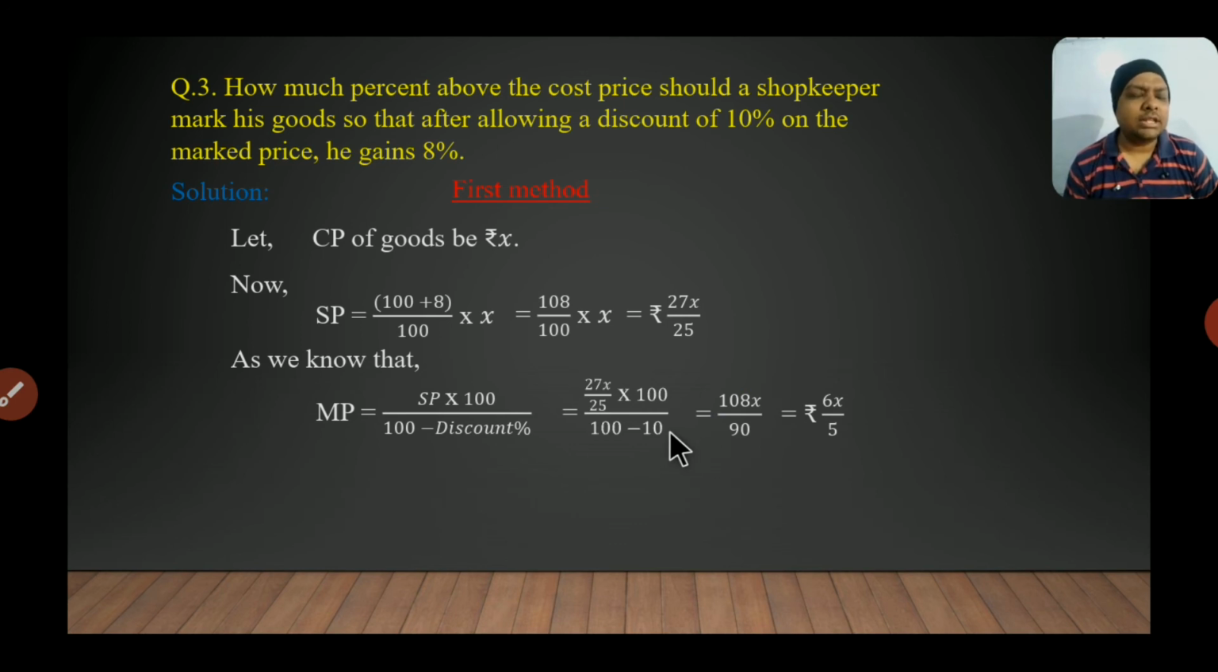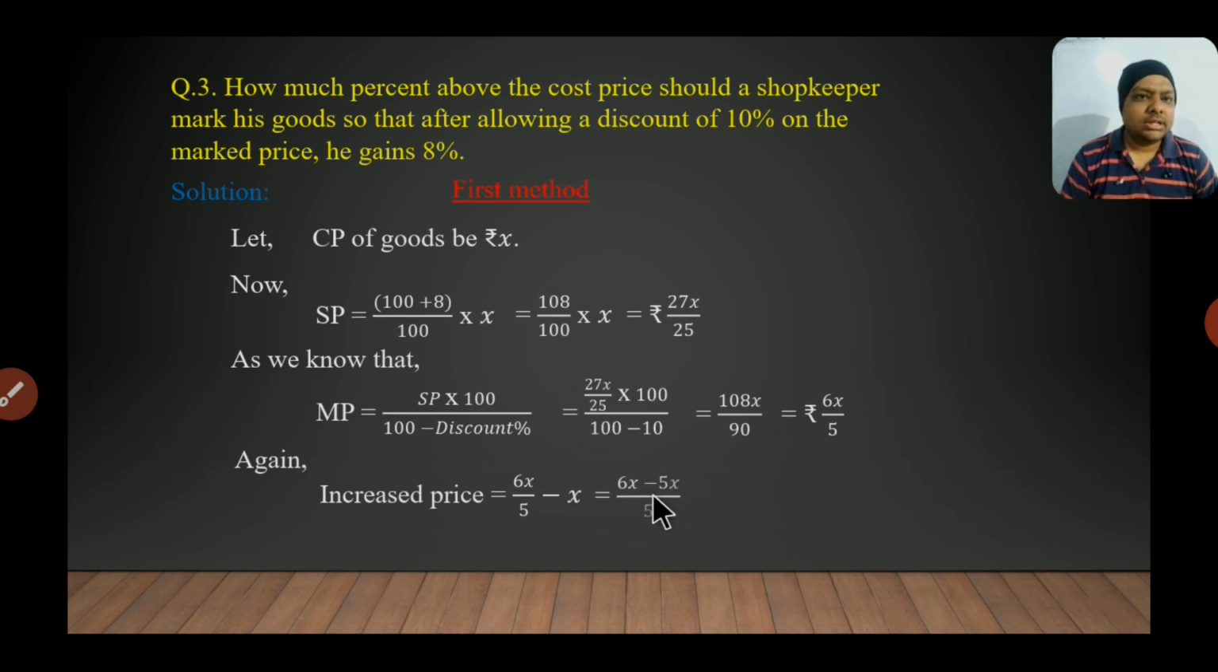So if we subtract, because here we have to find the percentage above the cost price, the comparison between cost price and mark price. So we will find the increase between CP and MP. So we can say that increase in price equals 6x by 5 is the MP and CP is x. So it will be what? 6x minus 5x by 5, that is x by 5 only. Okay. That is the increased price.